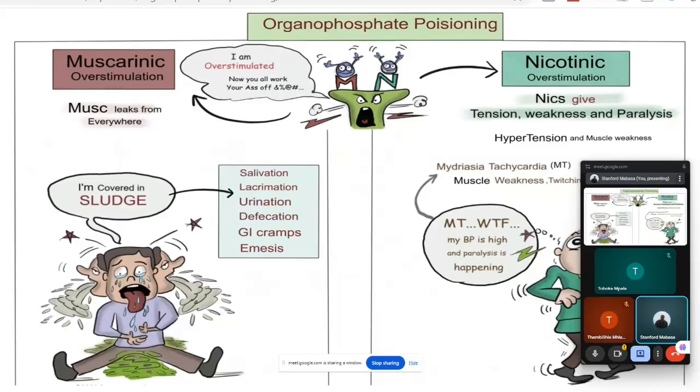So this is a dramatization of the effects. If it happens to people, you get a paralysis. All sorts of things can happen during organophosphate poisoning. This is actually referring to the users or someone who is spraying organophosphate.